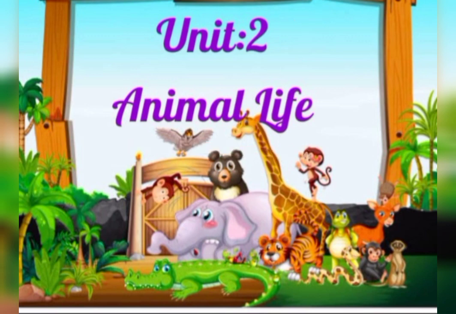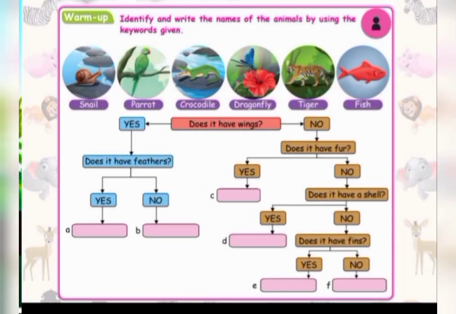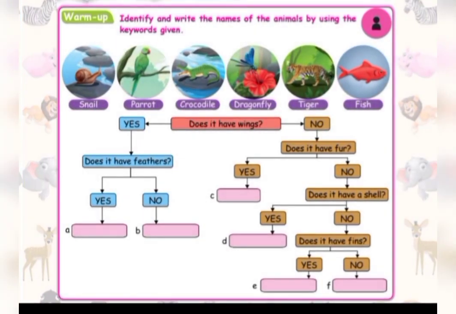First, we are going to do a book activity on page number 71. See, children, here identify and write the names of the animals by using the keywords given. They have given some pictures as well as some keywords. That picture's name they have given, and here some blanks are there. Now we are going to fill the blanks with the help of these keywords.